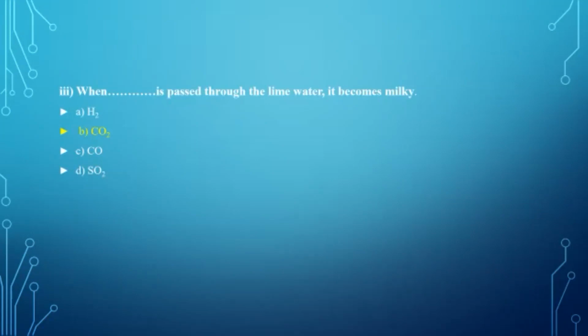So many students get confused by either it will be CO or CO2, right? So no, we know that carbon dioxide, di means 2, and CO is carbon monoxide. So the answer will be carbon dioxide. That will be B, CO2. When it is passed through the lime water, it becomes milky.